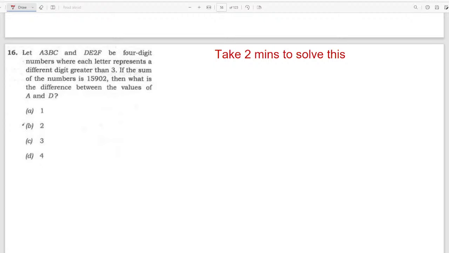Please post your answers. There are 3 responses, 3 people have got option C. 4 now have got option C, 5. So we'll see how to go about this question then.